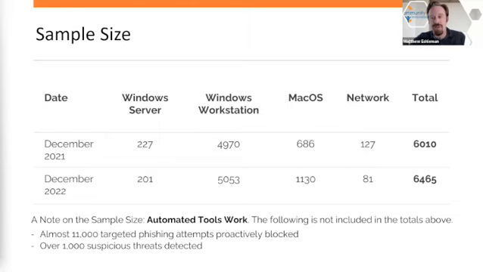So again, you can see there 11,000 targeted phishing attempts were proactively blocked by some of our support tools. Over 1,000 suspicious threats were detected and automatically eliminated. And so we have a lot of those systems and processes in place to block and prevent things from even happening, so we can be efficient in our response.